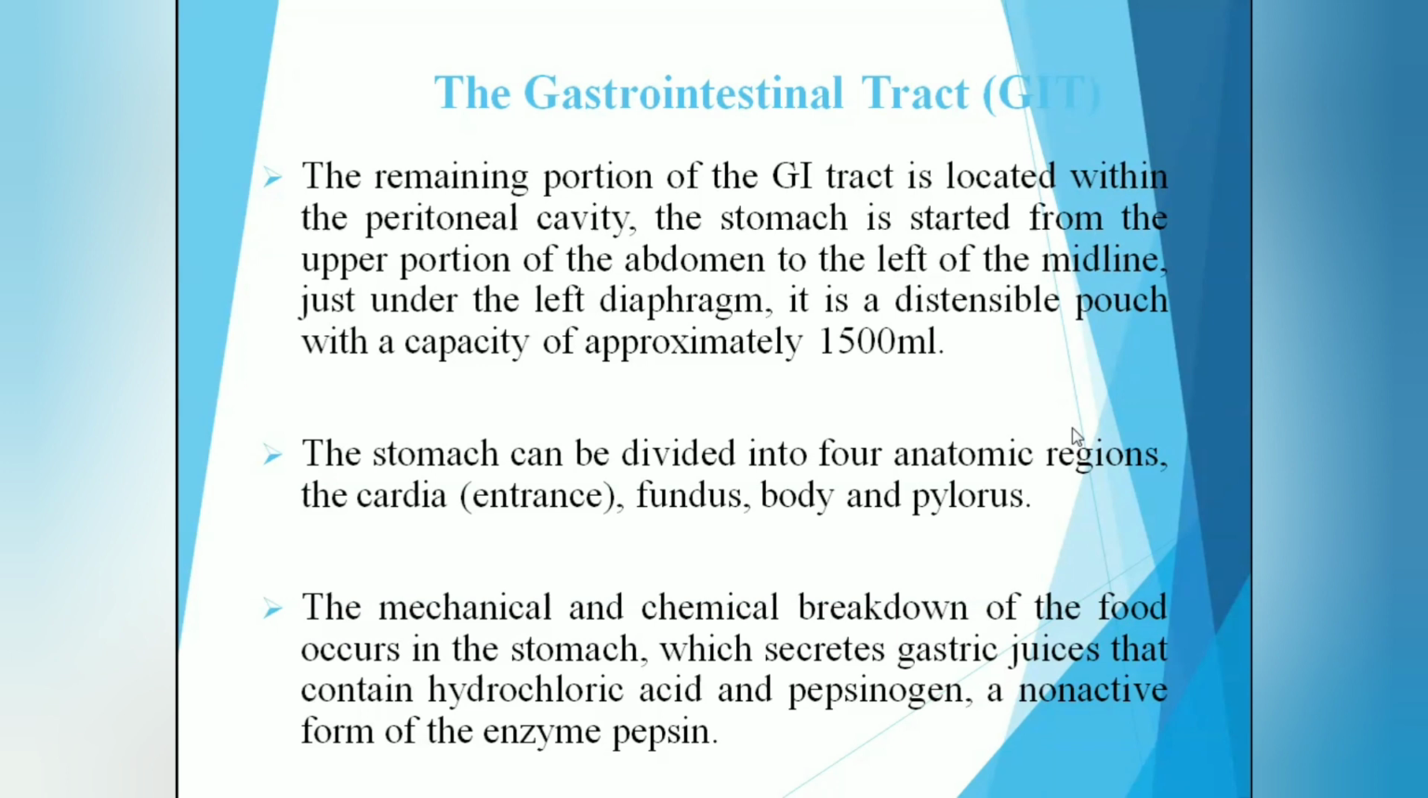The stomach starts from the upper portion of the abdomen to the left of the midline, just under the left diaphragm. It is a distensible pouch with a capacity of approximately 1,500 milliliters. The stomach can be divided into 4 anatomic regions: the cardia, fundus, body and pylorus.